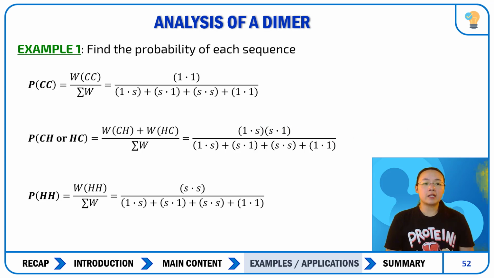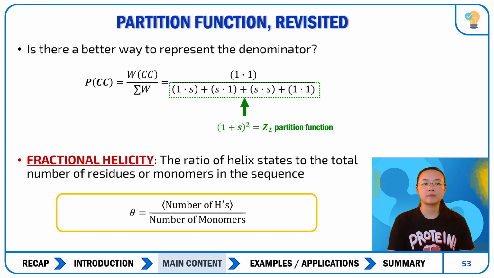The only thing here is that the denominator seems to be very cumbersome. There are a lot of terms, so maybe we can use a different representation or simplify it a little bit. So let's revisit the partition function Z and introduce it here. If you actually calculate Z2, or the partition function for 2 monomers, you get 1 plus s to the power of 2. So we can simplify the denominator in either of these 2 ways. You can write it as Z2 or represent it as (1 + s)^2.